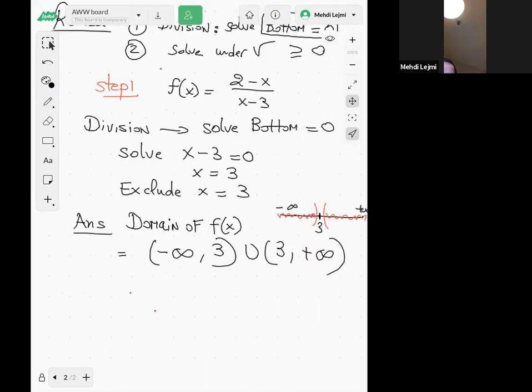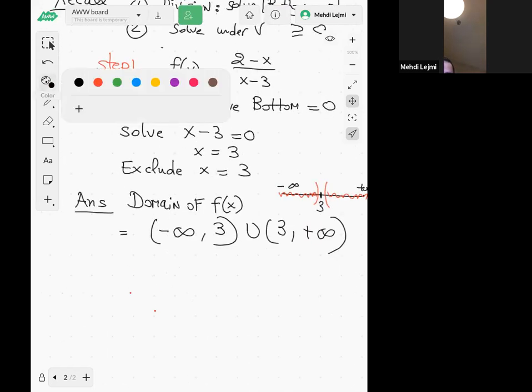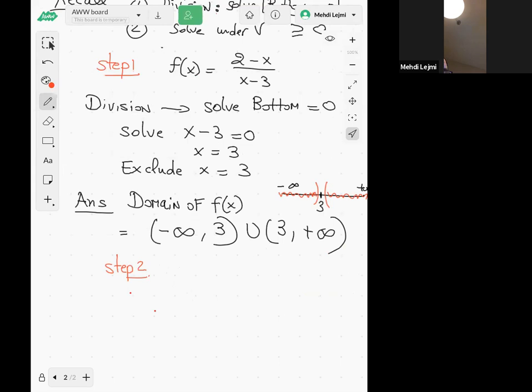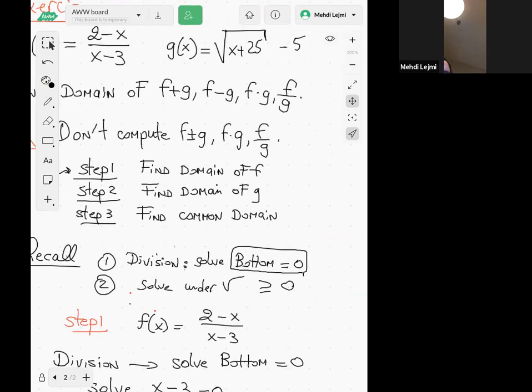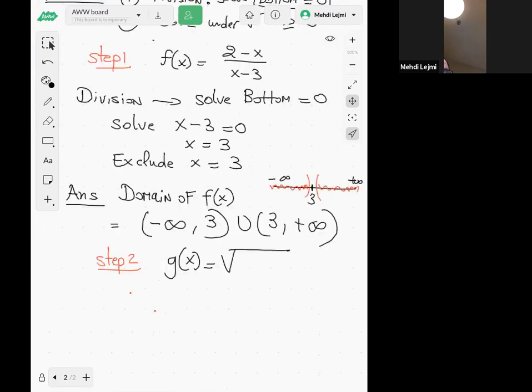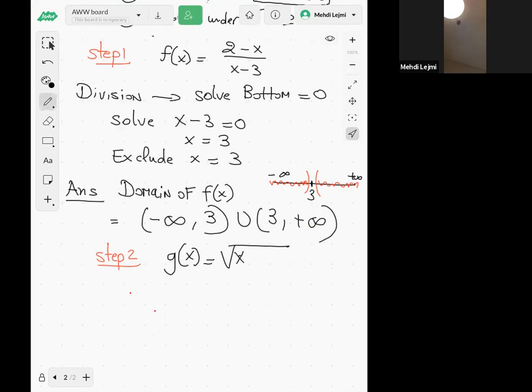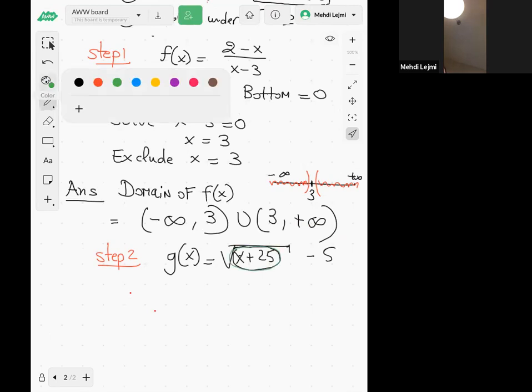Okay, so division is different from the square root. So in step number 2, the domain of g, which is the square root of what? Square root of x plus 25, minus 5. There is a minus 5 outside. We don't care about the minus 5 outside. There is a square root, and so we have to solve what's under the square root larger or equal to 0.